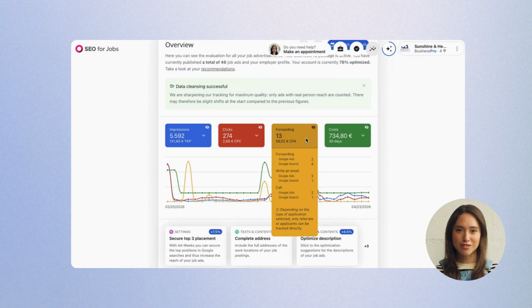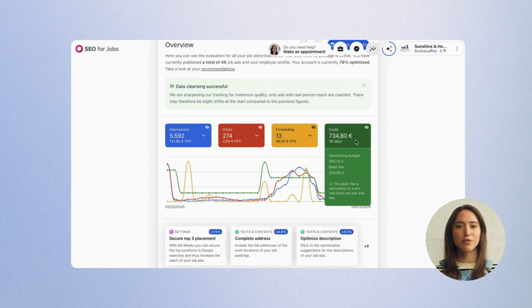Finally, let's look at the costs. Absolute clarity prevails here. We strictly separate the pure advertising budget, which flows directly into reach on Google, and the base fee for our technology and automatic optimization.